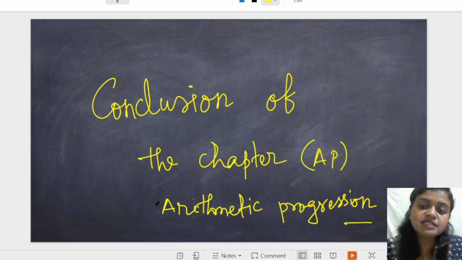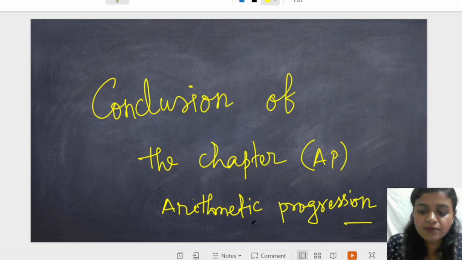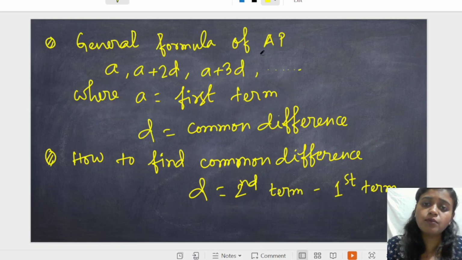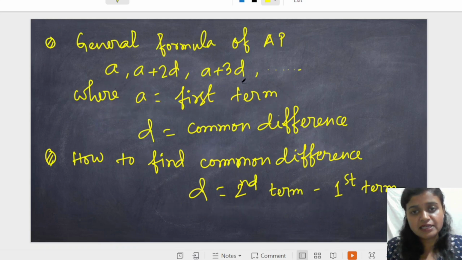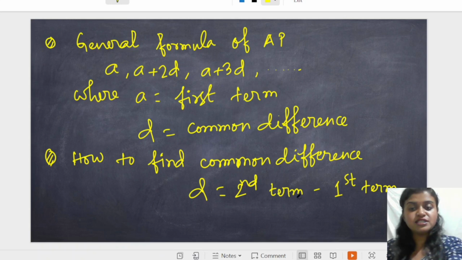Discuss the conclusion of the chapter AP, that is arithmetic progression. So whatever we learned in this chapter, we will summarize. So first term, general form of AP: a, a plus d, a plus 2d, a plus 3d. These are the general terms of AP, where a is the first term and d is the common difference. So how to find the common difference? d equals second term minus first term.